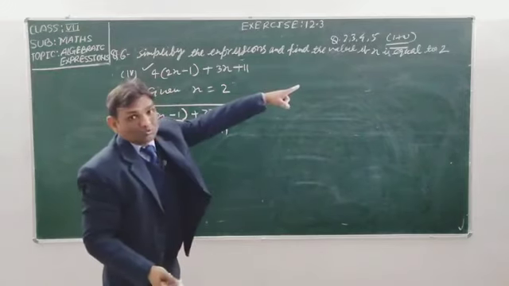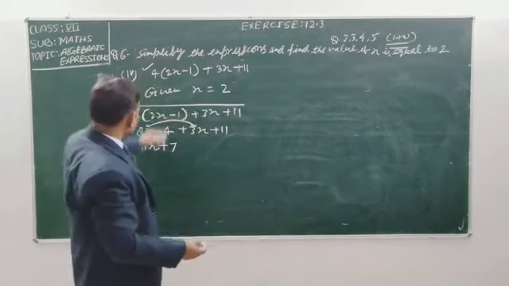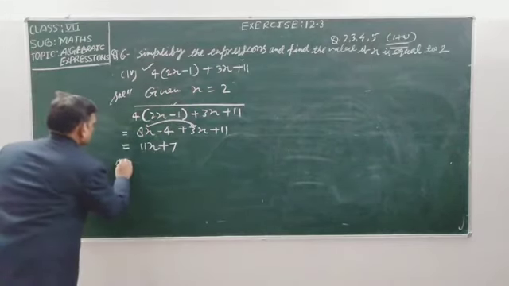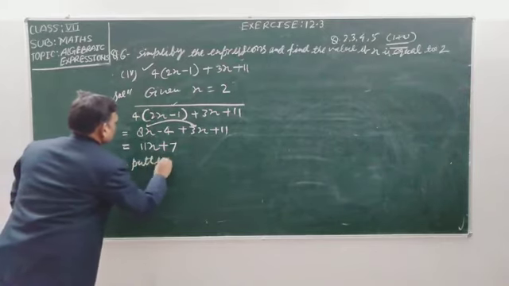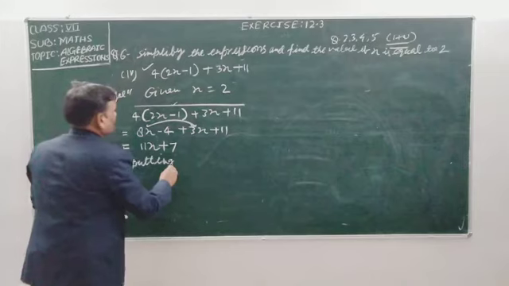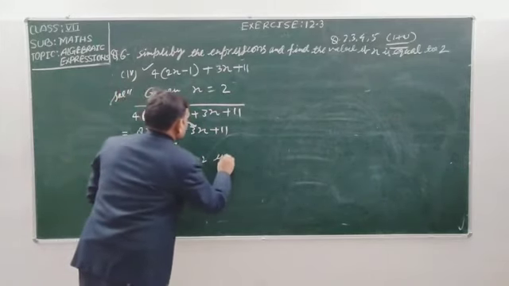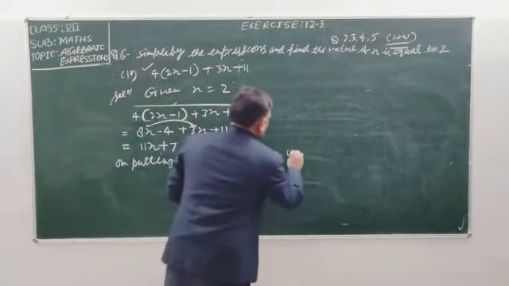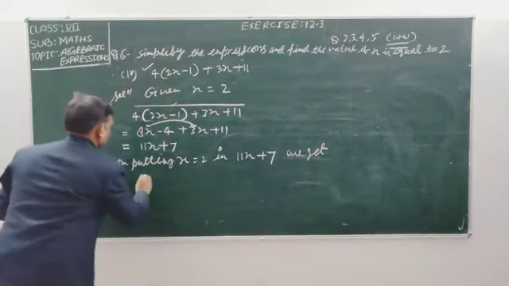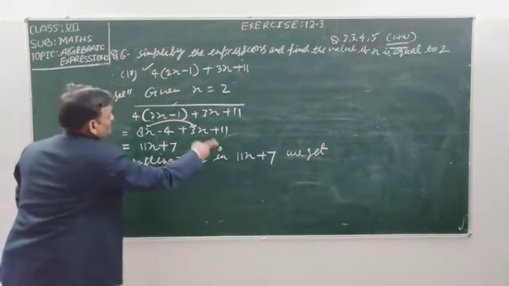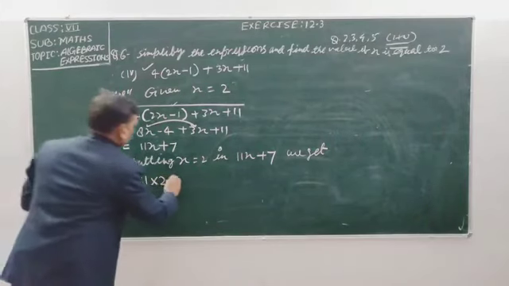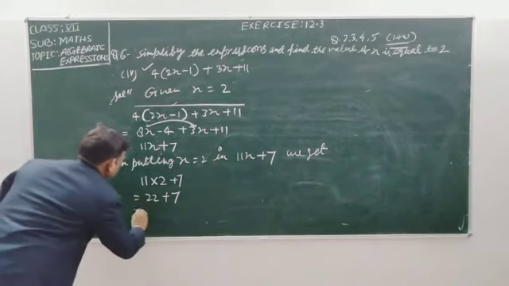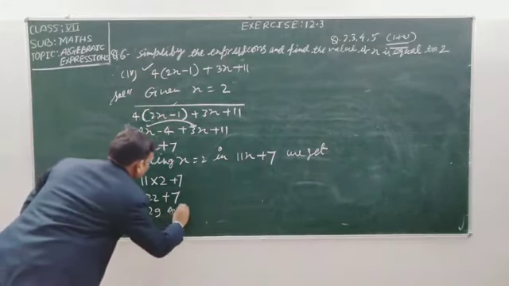Now if x is equal to 2, then find the value after solving this expression. So on putting x is equal to 2 in 11x plus 7, we get 11 into x. In the place of x we can put 2, plus 7. 11 twos are 22, plus 7, that is 29. It's my answer.